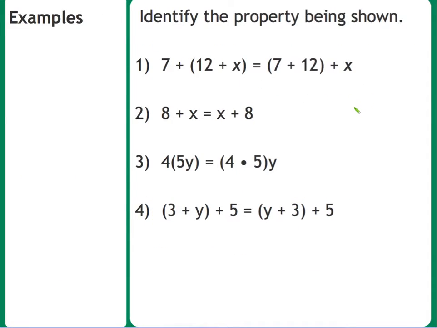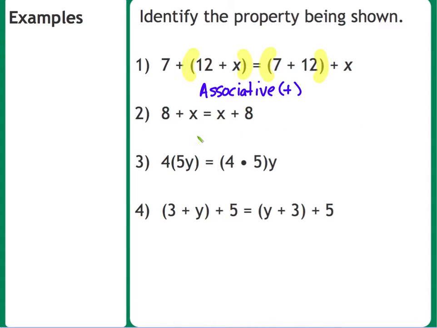So your task is to identify the property that's being shown. So we have 7 plus (12 plus x) in parentheses, and we have (7 plus 12) in parentheses plus x. So ask yourself, what actually changed from the first expression to the second expression? If you notice, what changed is what is inside the parentheses. In the first expression, we have 12 plus x in the parentheses. In the second one, we have 7 plus 12 in the parentheses. So that means we are using the associative property of addition, because we're doing all addition here.